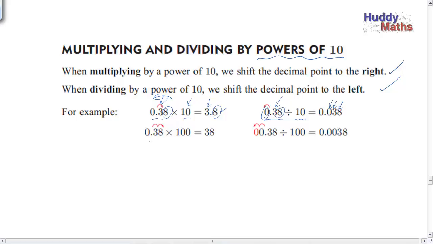What about timesing? You're going to make this number 100 times as big. So the 3 tenths become 30 and the 8 hundredths become just 8 units. Because each bundle here is a bundle of 10. So shift the decimal point to the right 2 places.